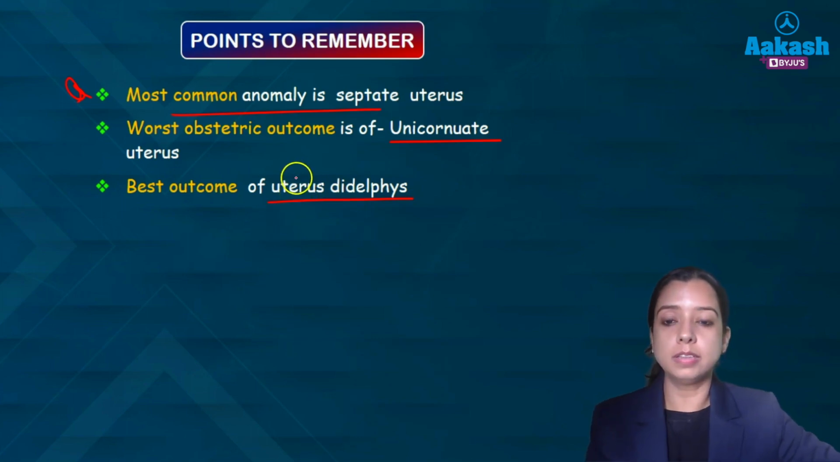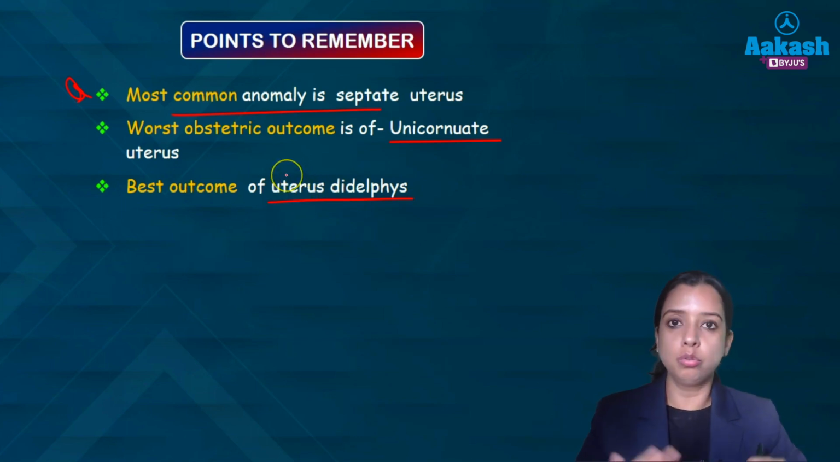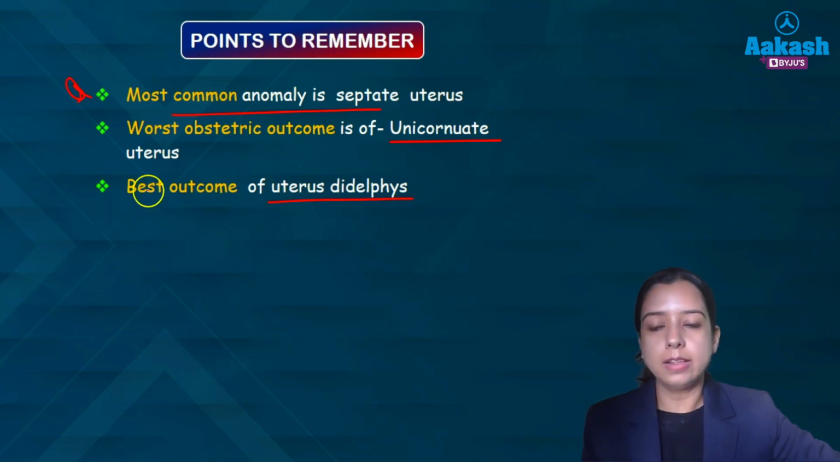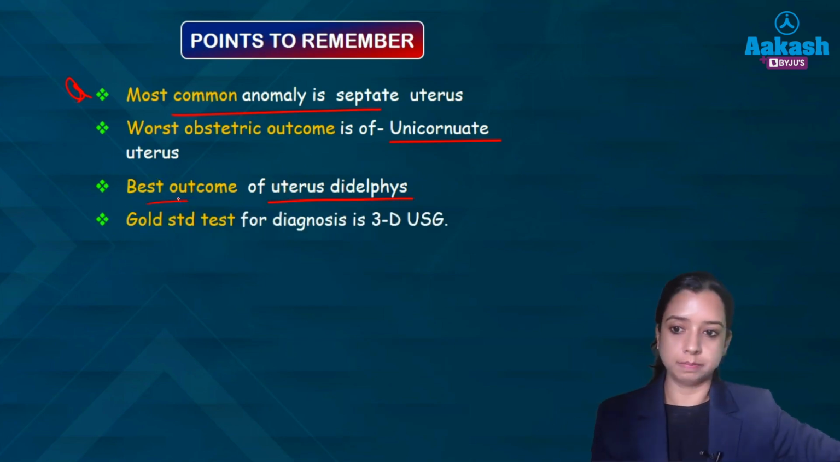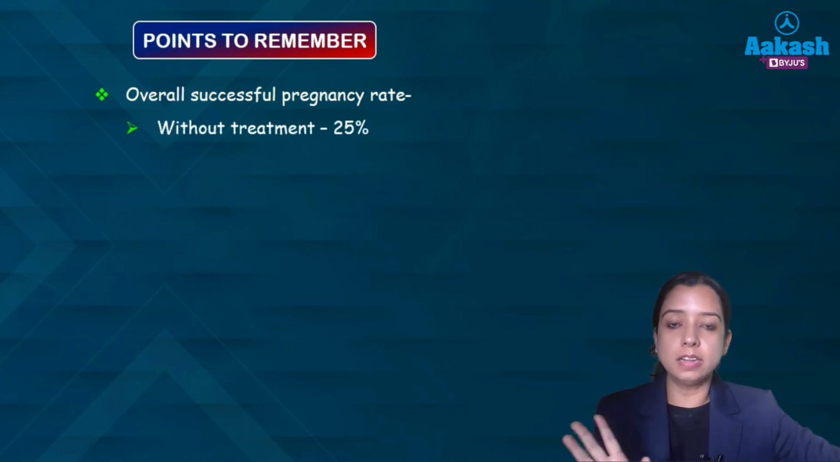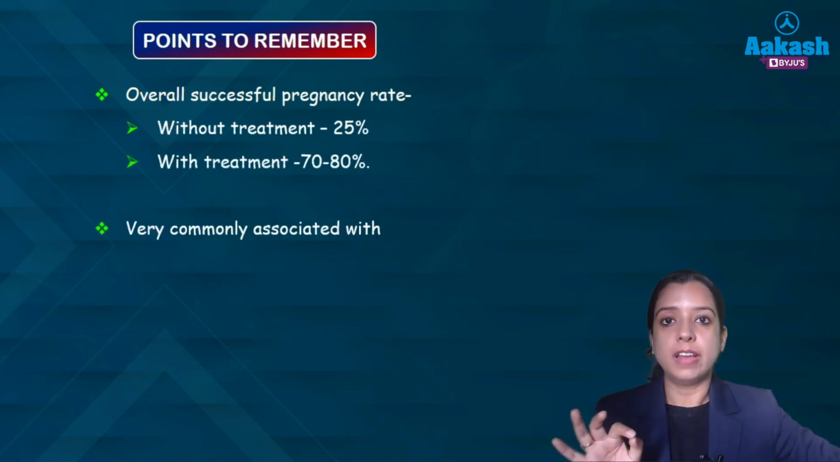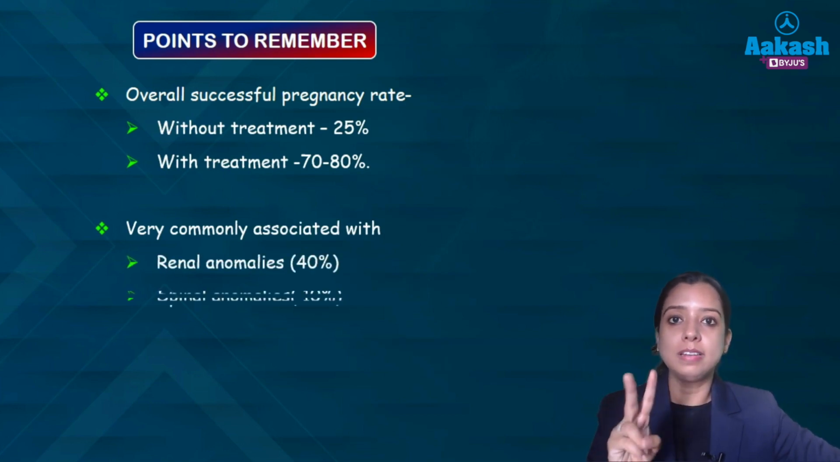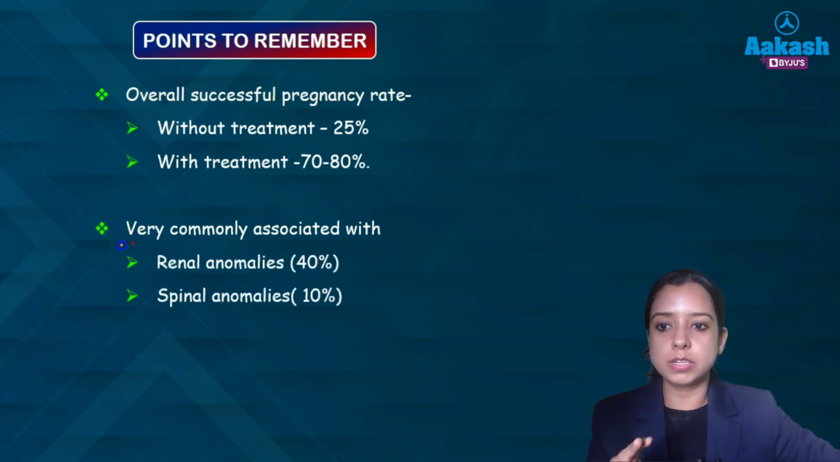Even in uterus didelphys, surgery is not done. You do not do surgery in uterus didelphys as you cannot combine both of them since the vagina is also double, and it has the best outcome. Gold standard we have discussed for diagnosis is 3D ultrasound. Overall successful pregnancy rate in Mullerian anomaly if no treatment has been done is 25%. But if you have treated the patient, it is 70 to 80%. Very commonly associated with 2 other anomalies, renal and spinal. Hence, all patients of Mullerian anomalies have to undergo IVP and X-ray spine because of these common anomalies.